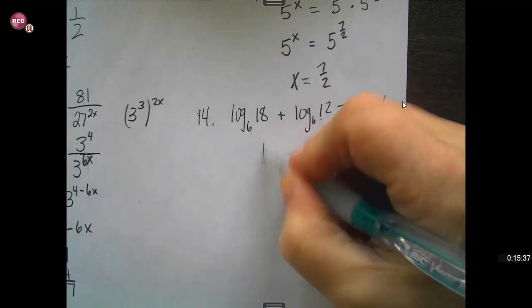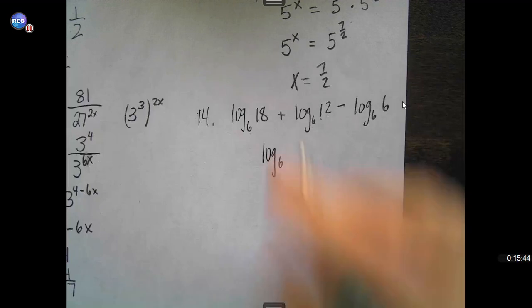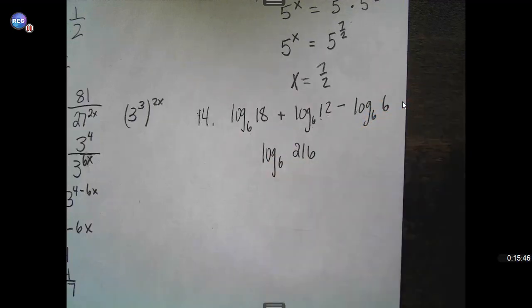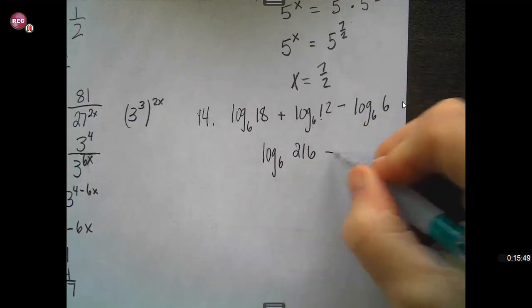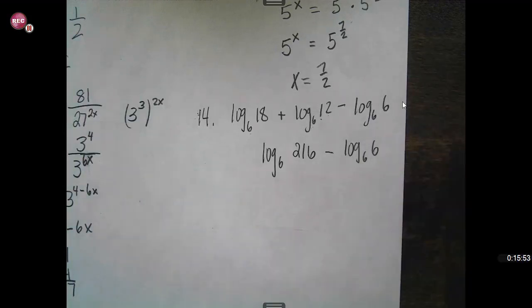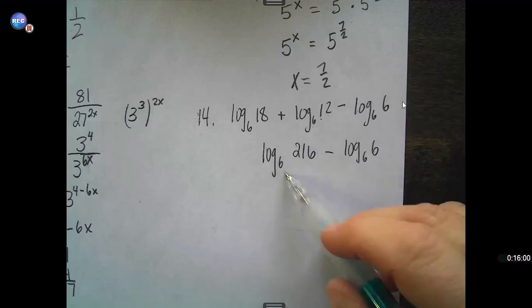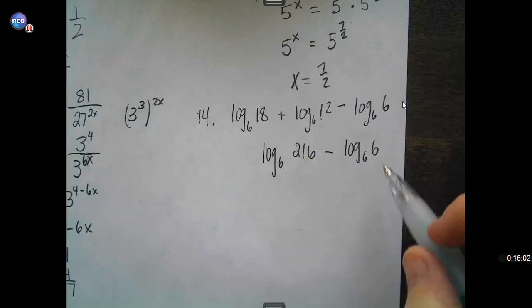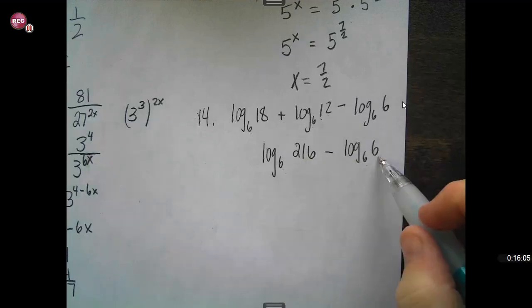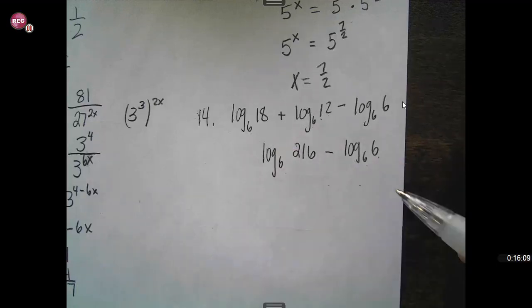So this can be log to the base 6 of 18 times 12, which is 216. Okay, and then minus log to the base 6 of 6. And what I could do, I don't know that I even want to say because it could complicate things, but I could figure this out. Log to the base 6 of 216. And then I know that log to the base 6 of 6 is 1. So I could figure out what this is, subtract 1, and have the answer.